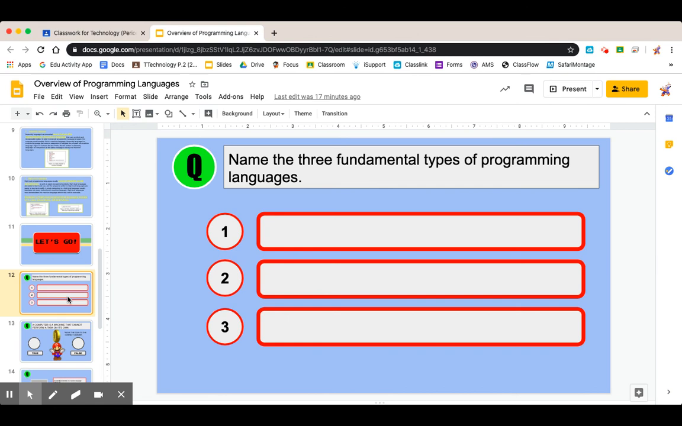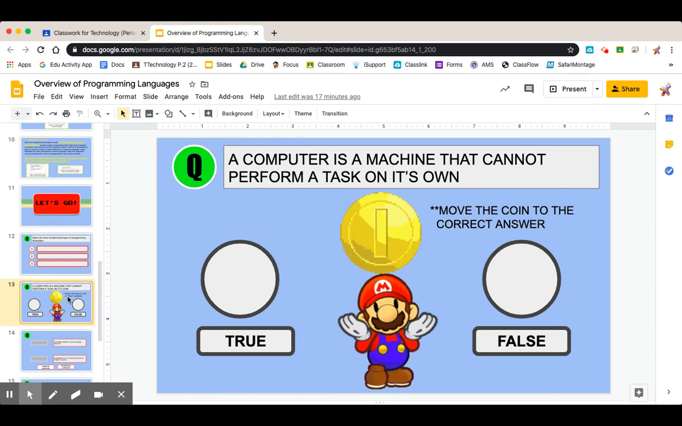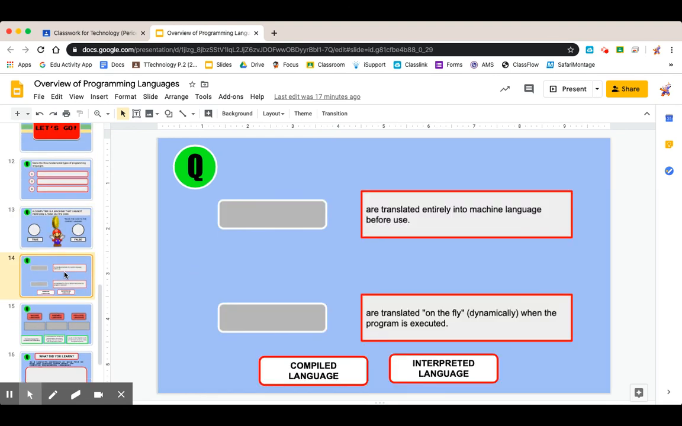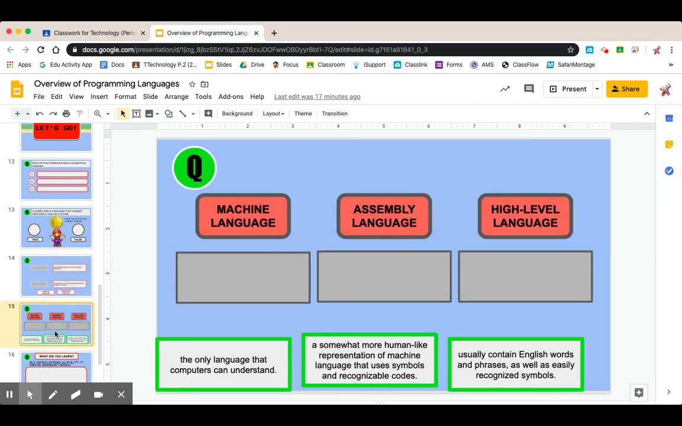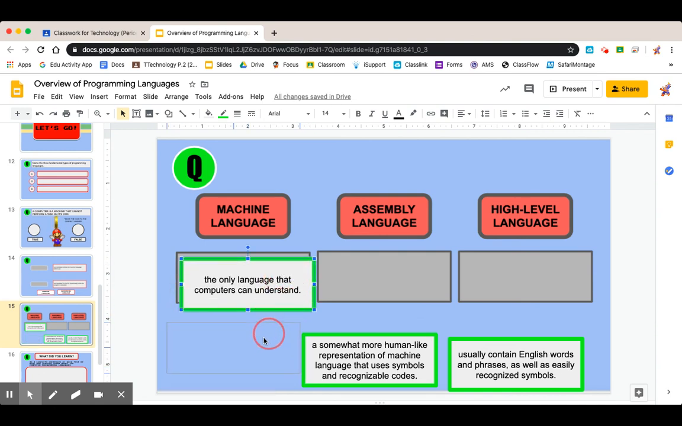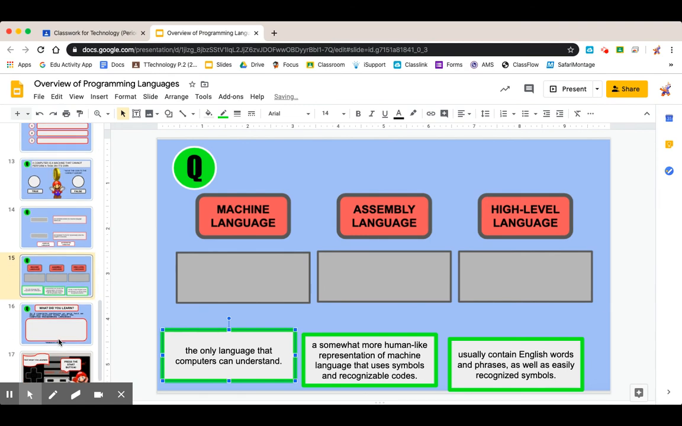So let's talk about again your questions. You're going to give me 3 fundamental types of programming languages. We just reviewed that. If you don't remember, go back over through the overview or Google it. Again, there's a true or false question here. Then a matching. So look at the term and then look at the definition. Is it a compiled language or interpreted language? Again, if you don't remember, go back through the overview. And then tell me what the machine language is, the assembly language, and high level. Match up the definitions down here. Grab them and drag them. And again, if you don't remember, go back through the overview.